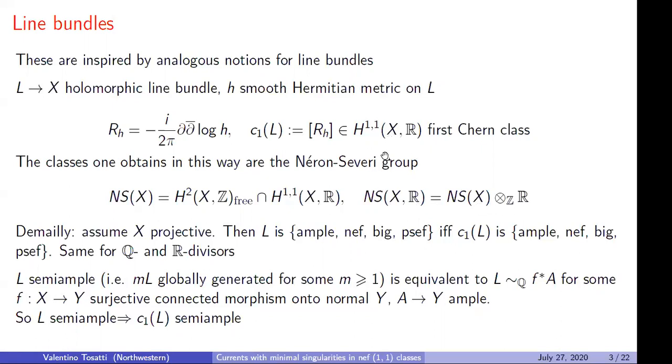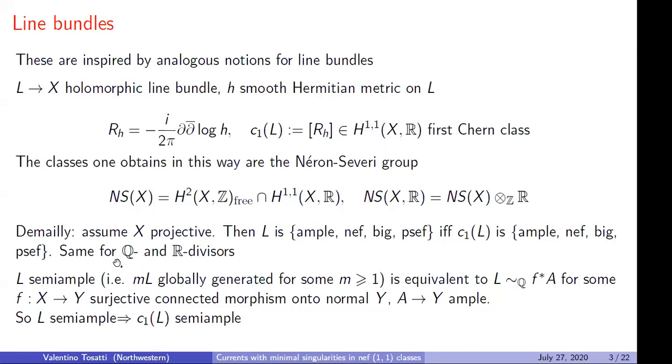This means that H^{1,1} can be thought of as an enlargement of the space of numerical classes of line bundles or R-divisors. And what Demailly proved is that these positivity notions are compatible with the classical ones in algebraic geometry. So assuming that X is projective, of course, if you have a line bundle, then it is ample or nef or big or pseudo-effective in the sense of algebraic geometry, for any of these four, if and only if its first Chern class has the same property as defined in the previous slide.